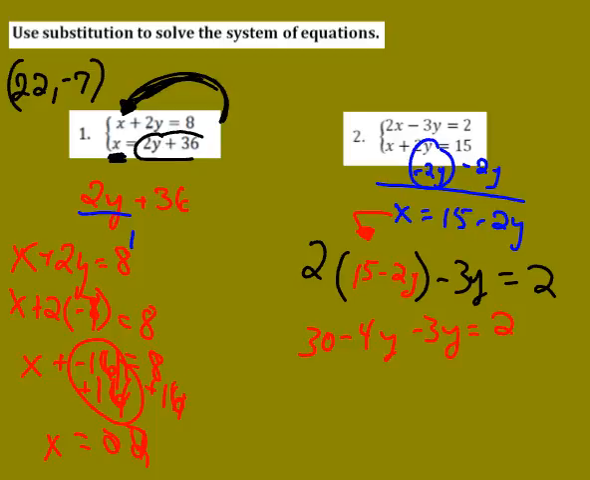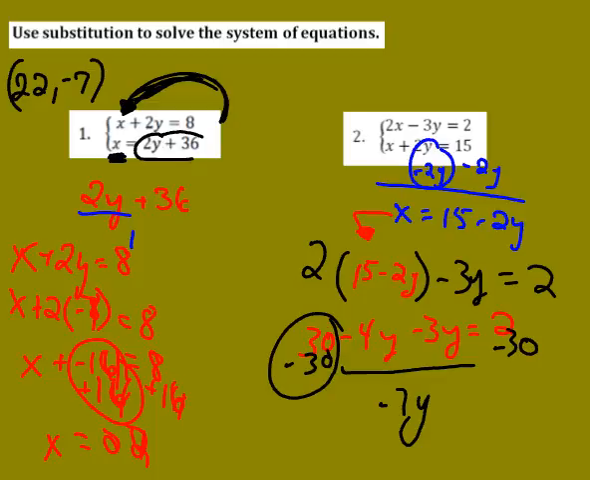A lot of people are making this mistake on quizzes. Minus 4y minus 3y, or minus 4 yum-yums minus another 3 yum-yums, is negative 7y. Now I got to subtract this 30 and subtract this 30, and I still have negative 28. Divide by negative 7. Divide by negative 7. y equals 4. Okay, that's cool and all.